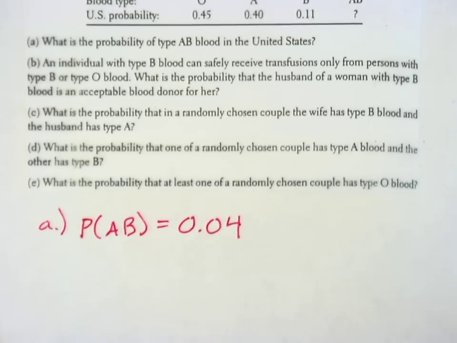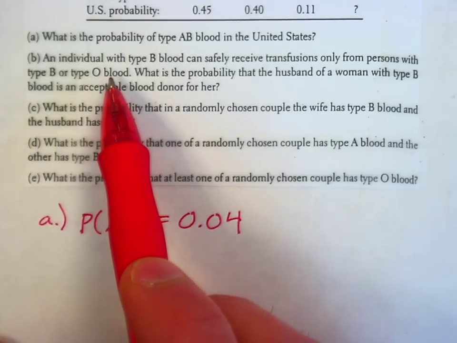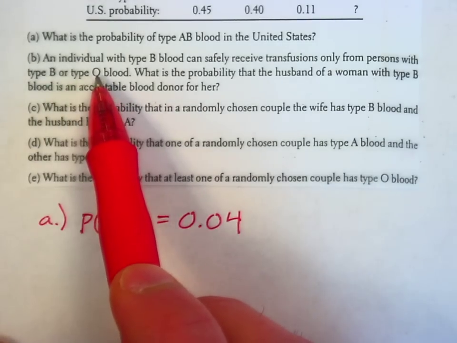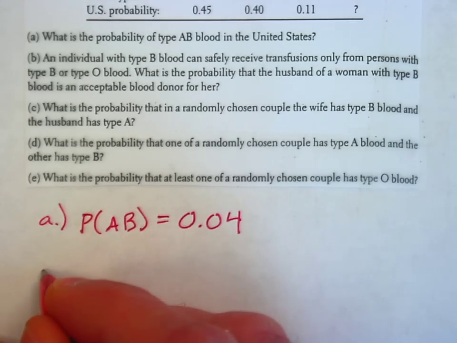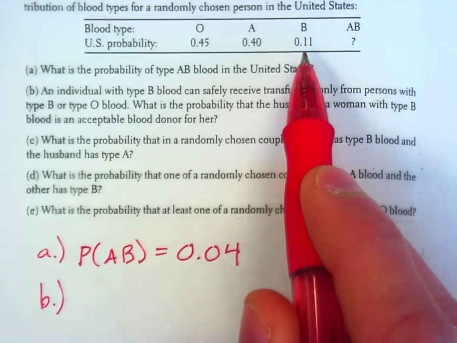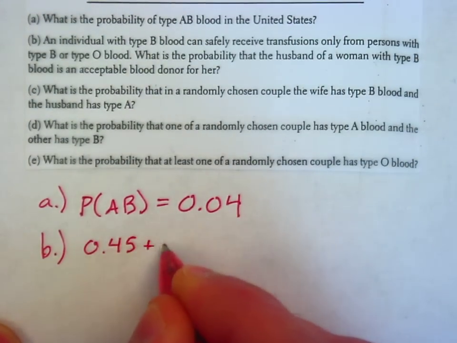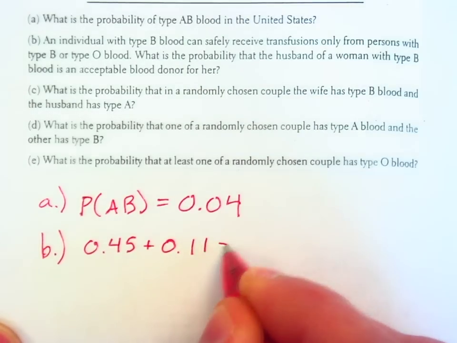So part B, an individual with type B blood can safely receive transfusions only from persons with type B or type O. What is the probability that the husband of a woman with type B blood is an acceptable donor for her? So she can only receive blood from types B or O. So these do not overlap. You are either type B or you are type O. So in this case, we can just add the probabilities together, the 0.45 and the 0.11 for type O and type B, and we're good to go. So that's 0.56.